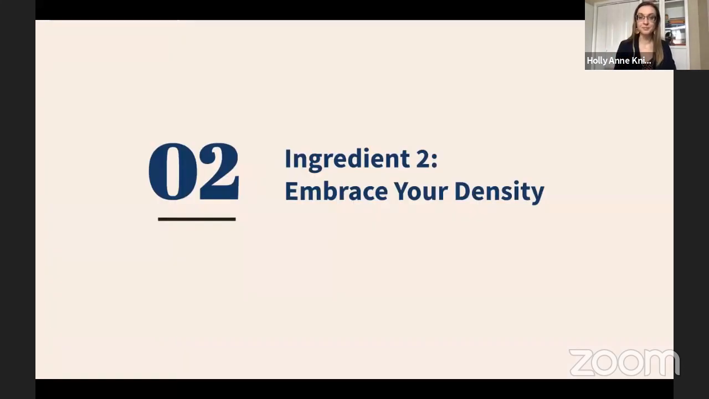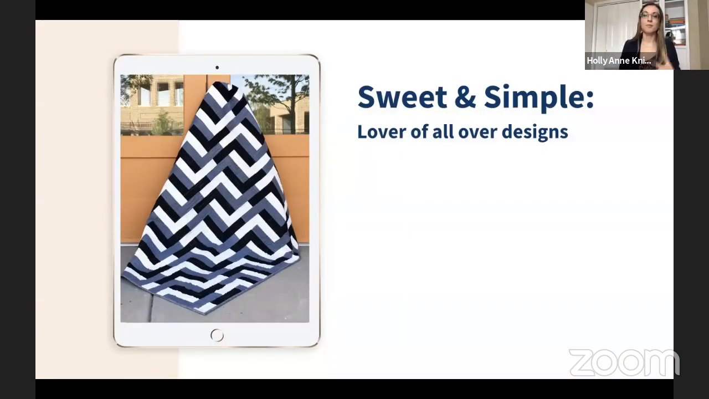All right. So we've chosen our sauce pot. We've asked these big overarching questions. Let's put some stuff in the pot. Ingredient number 2, embrace your density. Or your spice level would maybe be a little bit more accurate. So density in terms of how dense is your quilting, right? Do you like an all over design or are you going to quilt this puppy to death?